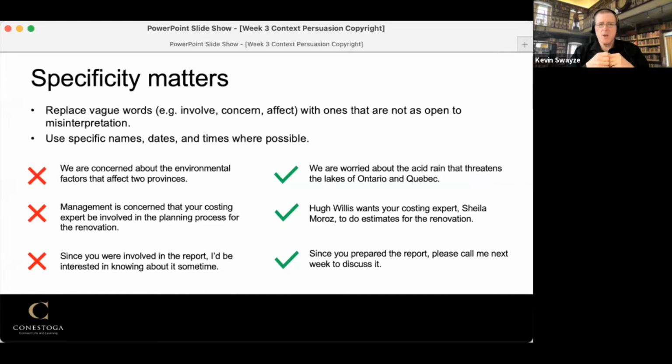So in this case, Hugh Willis wants your costing expert, Sheila Moroz, to do estimates for the renovation. So we know Hugh is the manager, Sheila is the expert. We know what they want. Hugh wants Sheila to do the estimates. That makes it easier to understand. So if you can use a name, it helps simplify, because a name stands for something else. A name stands for a person.